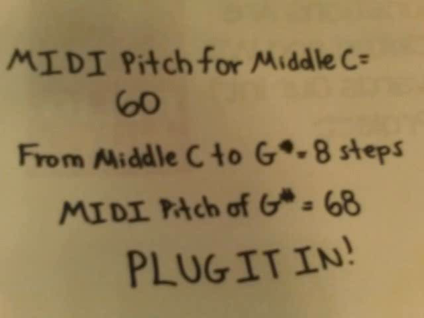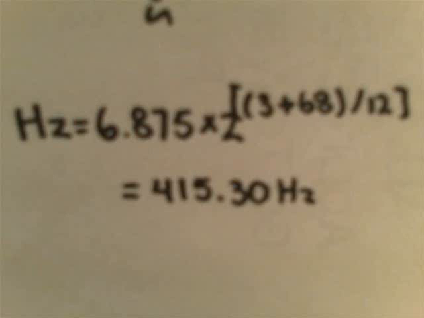Since the MIDI pitch for middle C is 60, in order to find out what the MIDI pitch for G sharp is, we would have to count how many steps are in between middle C and G sharp, which happens to be 8. So that's just 60 plus 8, and that makes the pitch 68. All you have to do after that is plug it into the equation, and then you end up with 415 Hertz.